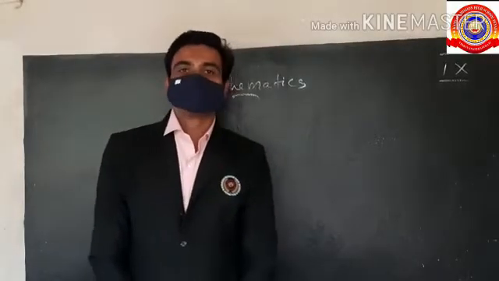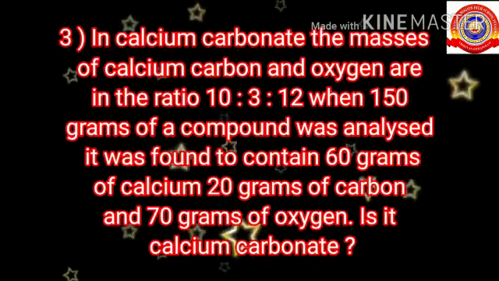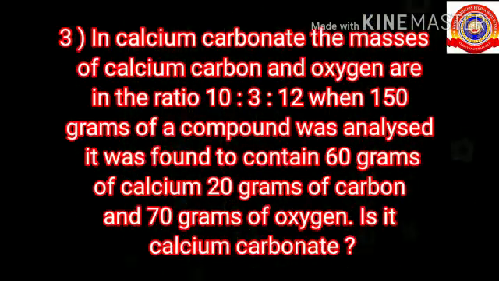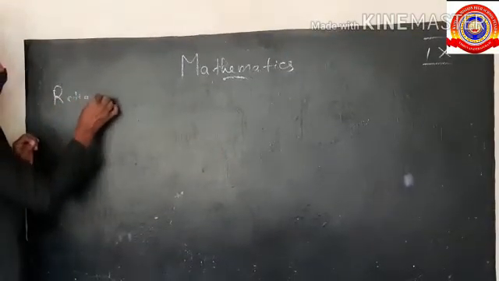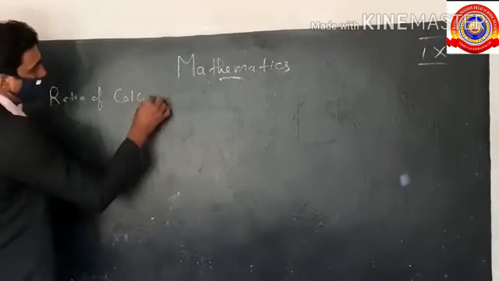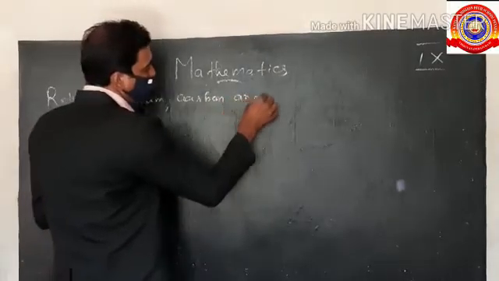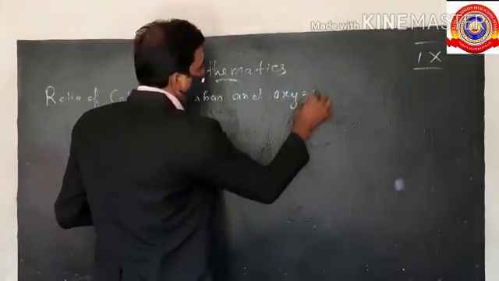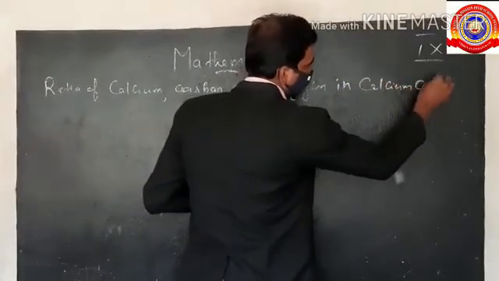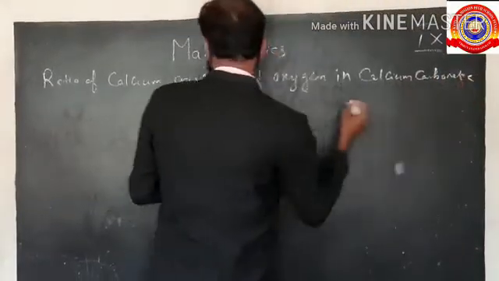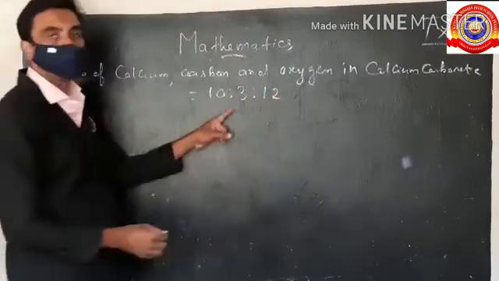Now we are going to consider third question. Here we have to find out the compound is a calcium carbonate or not, right? Look, ratio of calcium, carbon and oxygen in calcium carbonate is equal to 10:3:12.